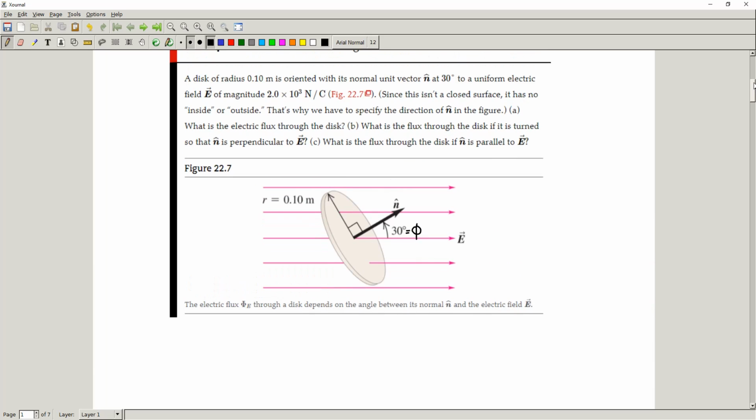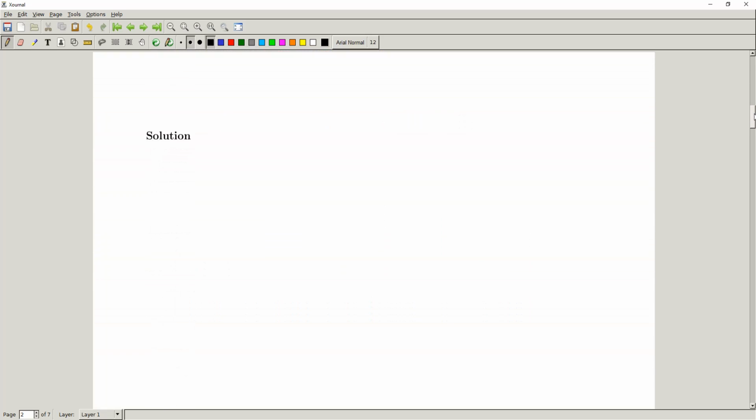So let's keep this picture in mind. This is our uniform electric field. We have a disk. It's either offset or not by some angle phi. This phi could be 0, this phi could be 90 degrees or whatever. Or it could be more than 90 degrees, and then our normal vector is pointing in the opposite direction of the electric field, and we would just pick up a minus sign for that. But let's take a look at this here. So I'm going to do a solution my way.